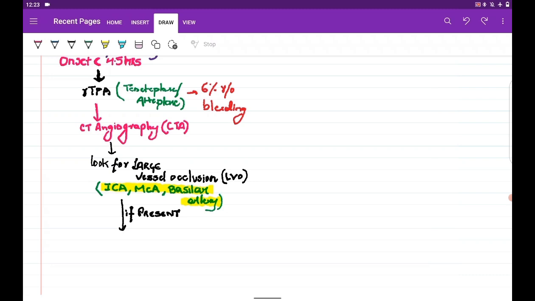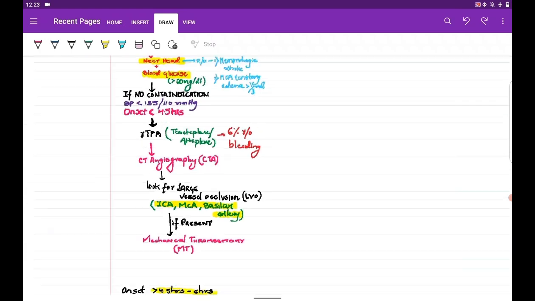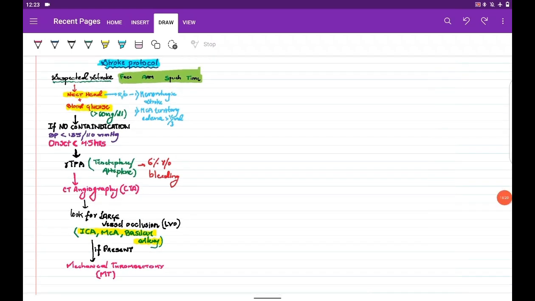What are large vessels? I told you, that is internal carotid artery, middle cerebral artery part 1, part 2, and basilar artery. If a large vessel occlusion is present, again we have to go for mechanical thrombectomy of the patient. So it's not that if we give a thrombolytic we don't have to do CT angiography. CT angiography will be done, but after giving recombinant TPA or thrombolytic. Okay, this is how we manage a patient.